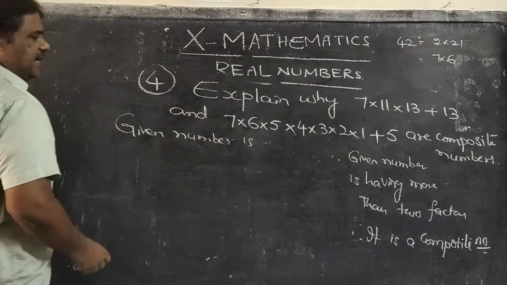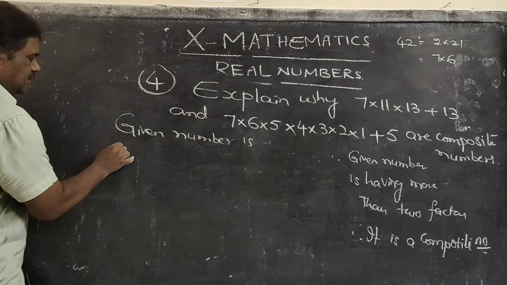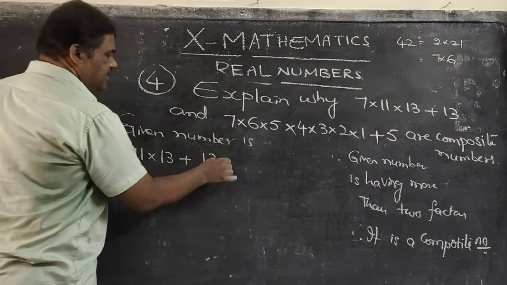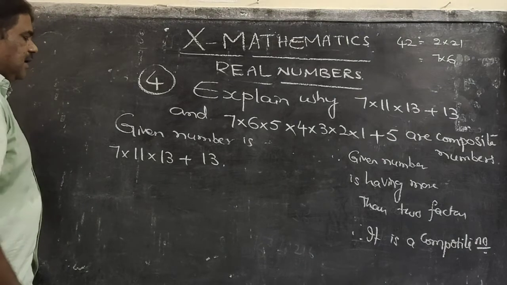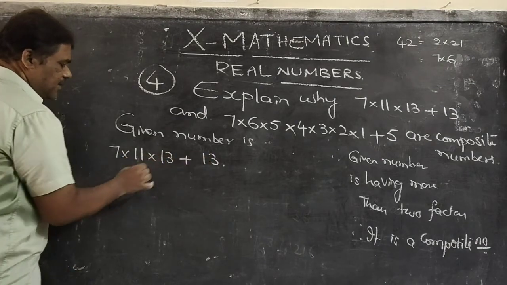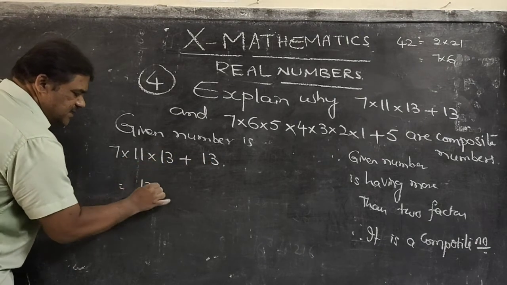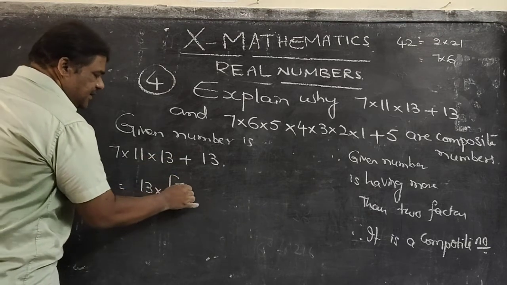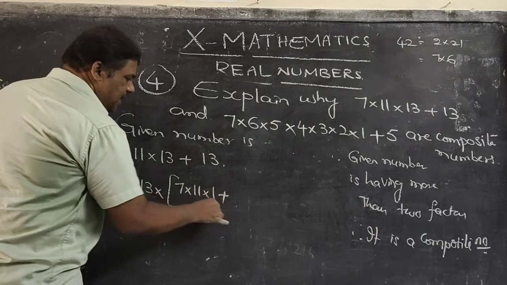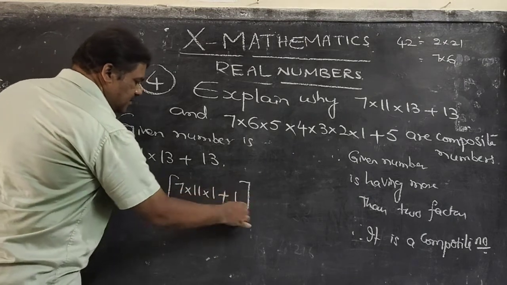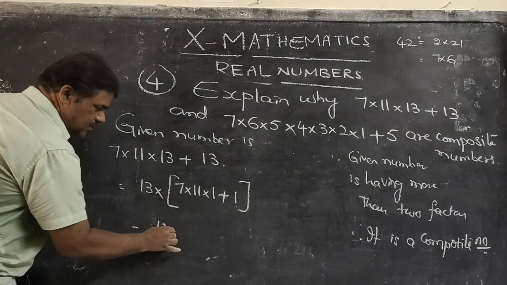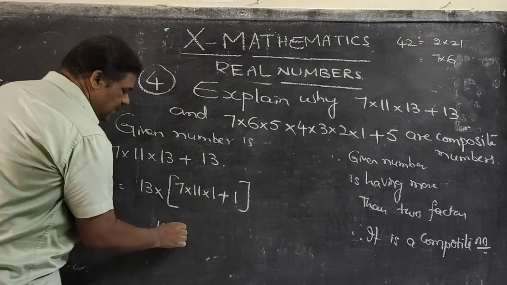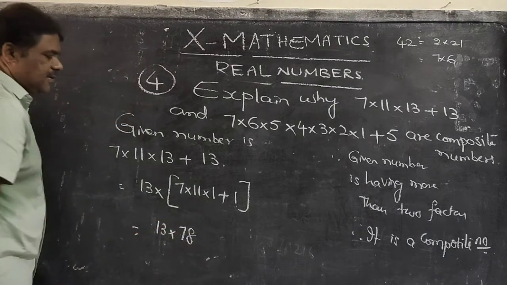Let us consider the second one. 7 into 11 into 13 plus 13. This is the given number. Here 13 is common in both, so you take 13 as common. If you take 13 outside, we will get 7 into 11 into 1 plus here 13 is taken out, so 1. 7 into 11 is 77 plus 1, it is 78.